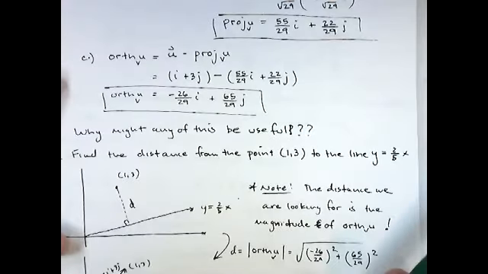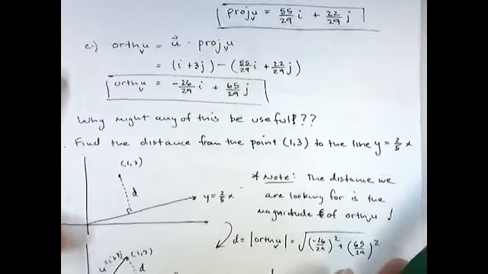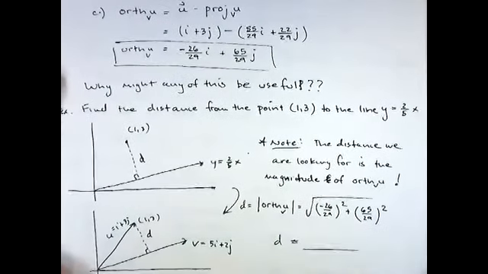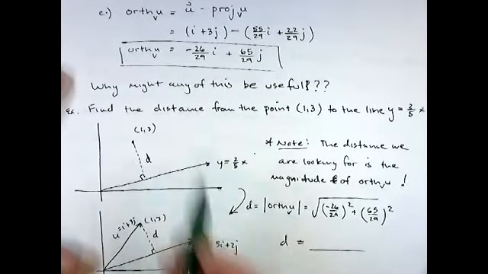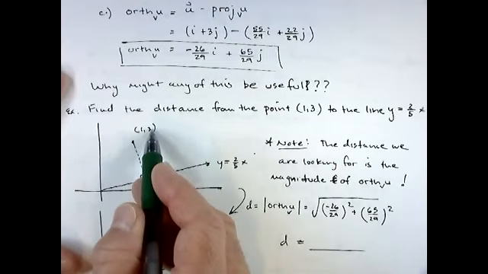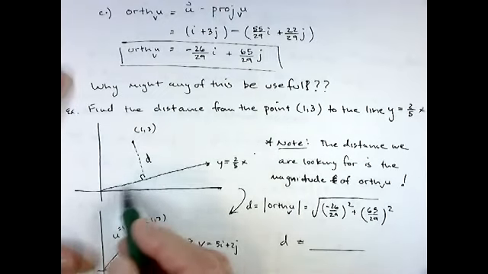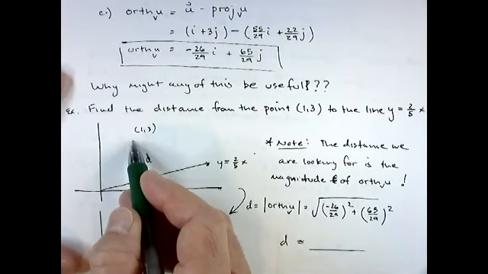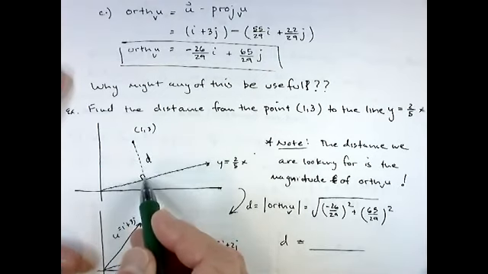Okay, now I thought it might be interesting. Why is this useful? This isn't the only example, but check this out. Suppose we wanted to find the distance from the point (1, 3) to the line y equals 2/5 x. And of course, whenever you find the distance from a point to a line, it's a perpendicular distance.